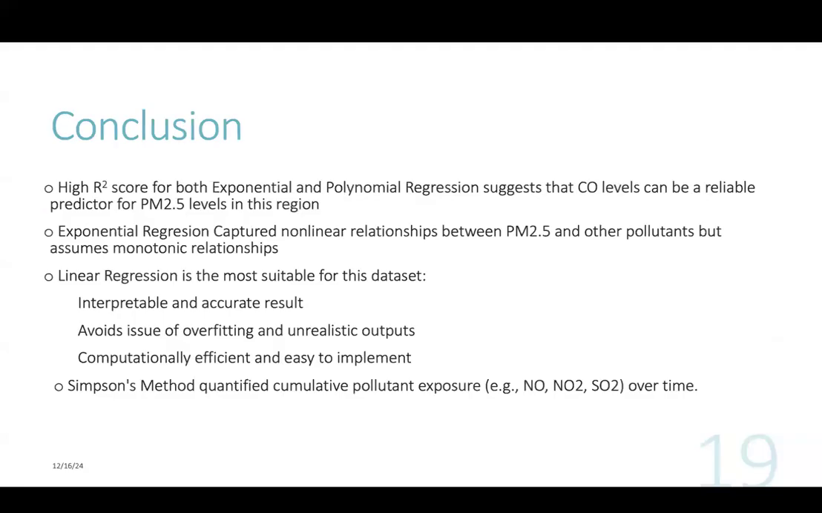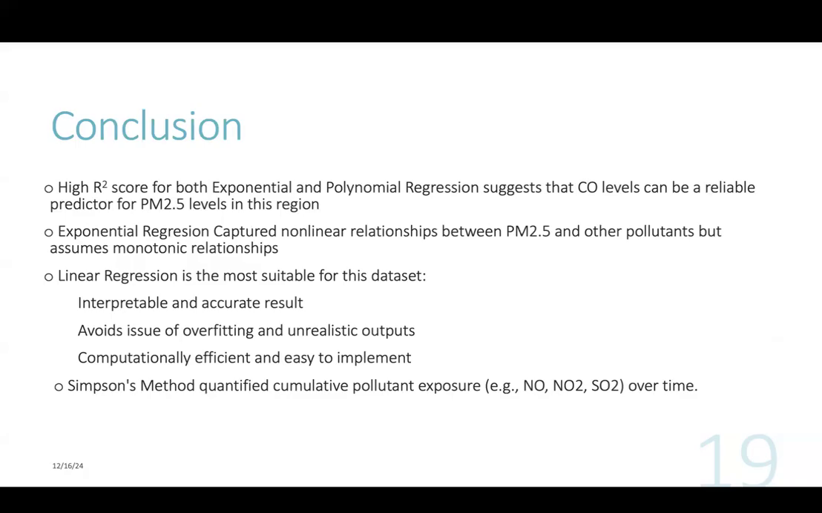So for our conclusion for our methods is that high R square for both exponential and polynomial regression suggests that carbon monoxide levels can be a reliable predictor for PM 2.5 levels in the region. Exponential regression captured nonlinear relationships between PM 2.5 and other pollutants, but it assumes a monotonic relationship. Linear regression is the most suitable for this data set.